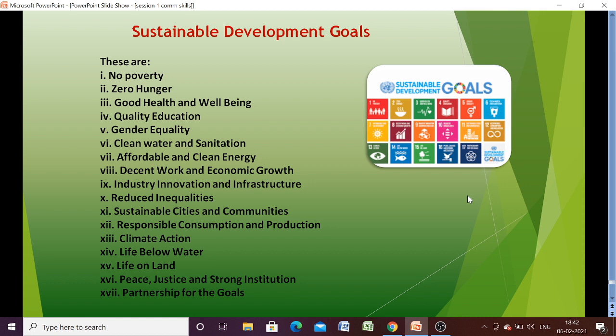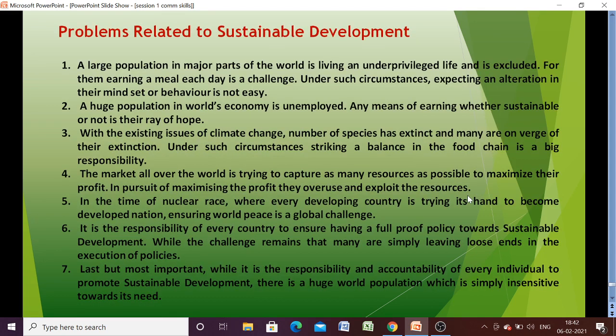So human attitude, human habits, financial crisis, early expectation, natural disaster, these are some of the problems or challenges related to sustainable development. So here you can see that there are some problems. Basically, when we are talking about our country, then a very large population is a major problem related to sustainable development.